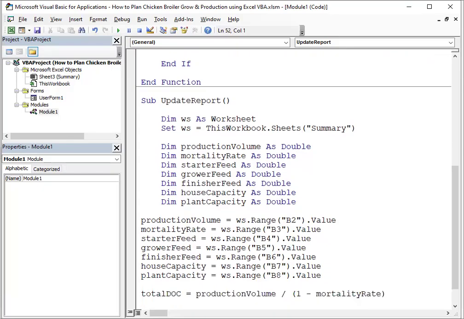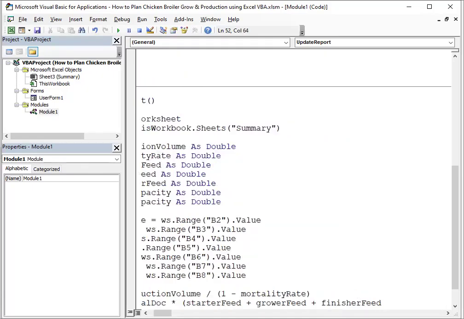Okay, we're going to calculate the total feed. So we're going to say total feed equals total DOC multiplied by starter feed plus grower feed plus finisher feed. Okay, then close it.